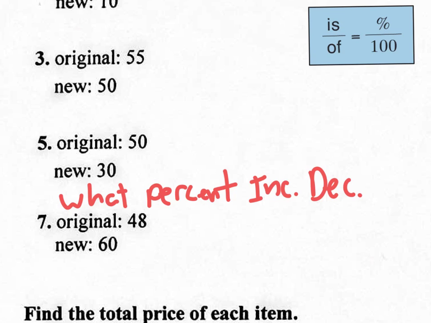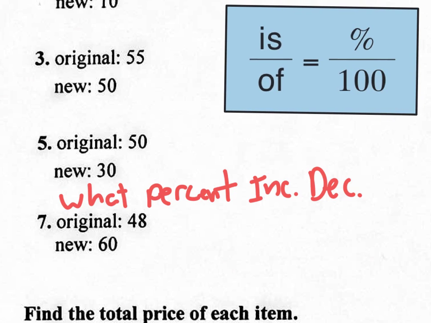So the original is 48. Now keep in mind, the original price is always the of part on our notes, the total price. So when I set up this proportion on number 7, the original is 48, and the new price is 60. So what happened from 48 to 60? It increased.